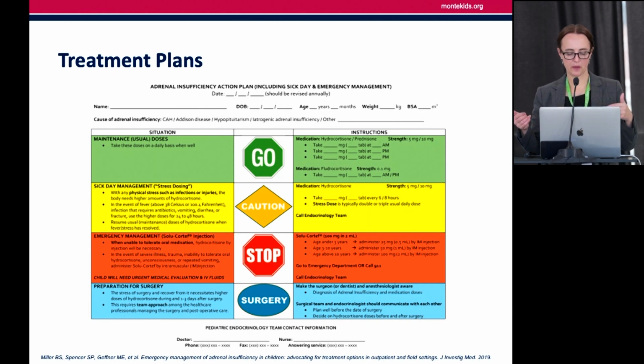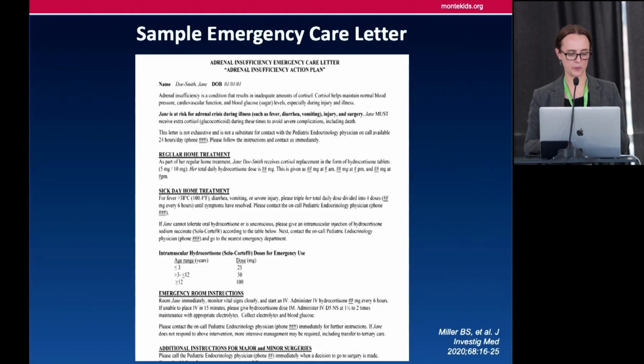Emergency plans for families. This is just one example of a publication, usually making it very clear, color-coded. This is what you do on a regular basis, that's your green; your yellow is you're sick at home; your red is you're sick and have to go to an emergency room. And then having a plan for surgery or anesthesia is important as well. This is a sample emergency letter that you can give to an emergency room or to a school nurse. And again, this is in a publication from the Pediatric Endocrine Society.